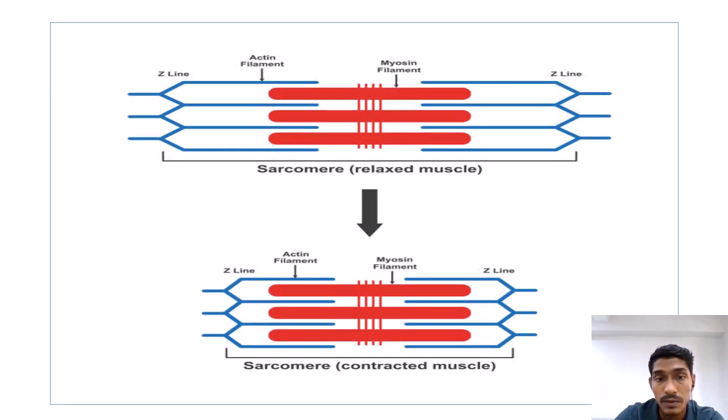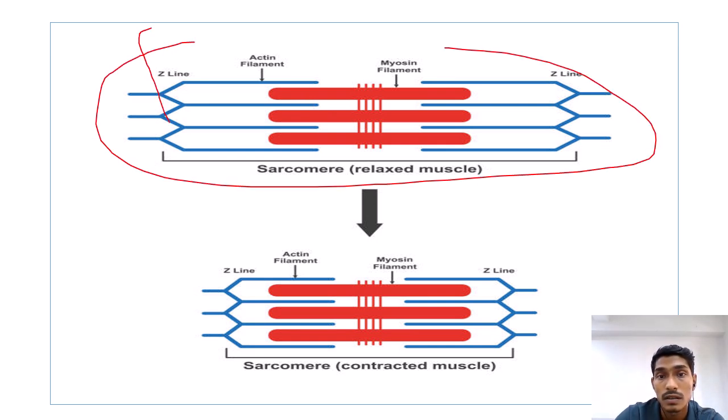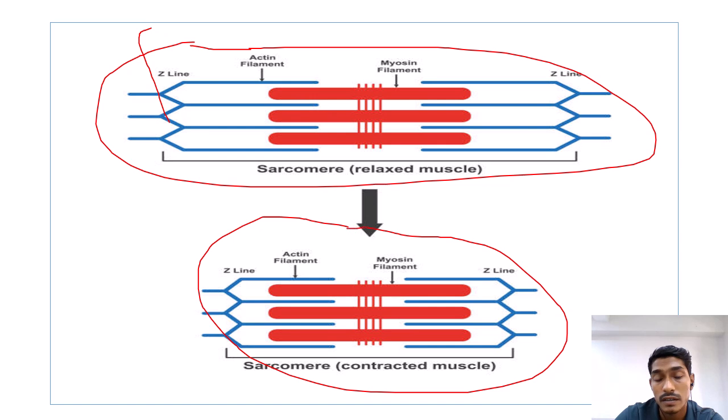If you see this structure, this is called the sarcomere, and in the sarcomere this is the myosin, which is called the thick filament, and this is the actin. This is the state of relaxed muscle, when the muscles are in relaxed position. You can see it written here, relaxed muscle, and this is the state when the muscle is contracted.